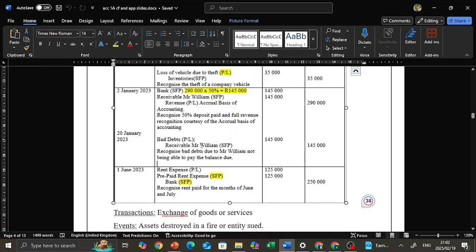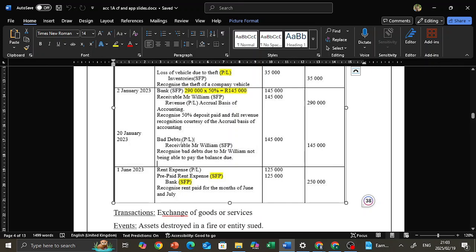Okay, cool. Then what happened? Mr. Williams unfortunately went insolvent, right? Mr. Williams went insolvent, meaning that he cannot pay us this 145K. We found this out on the 20th of January. How sad. We're not getting our 145K. Nah? So what are we doing now?